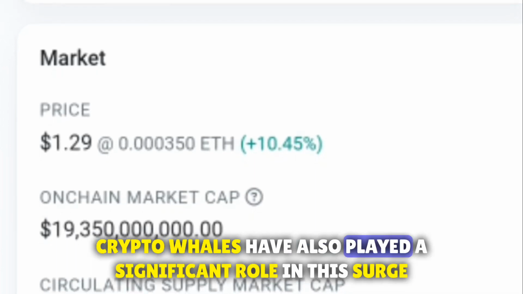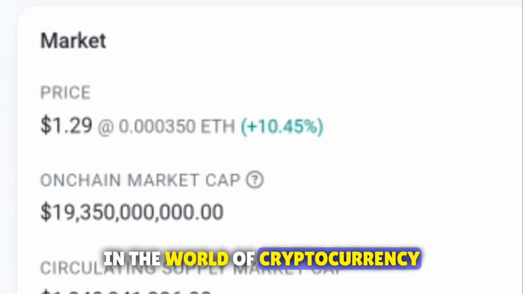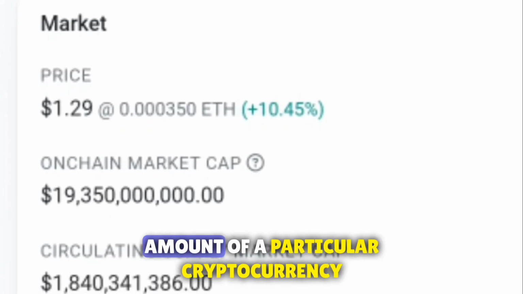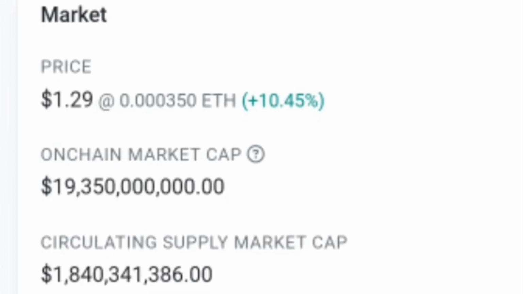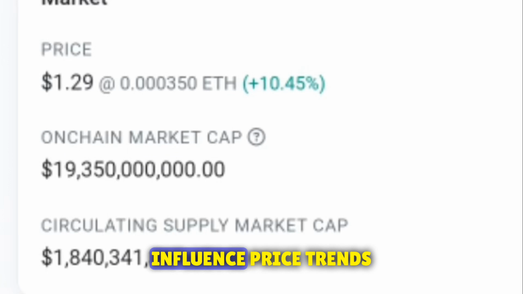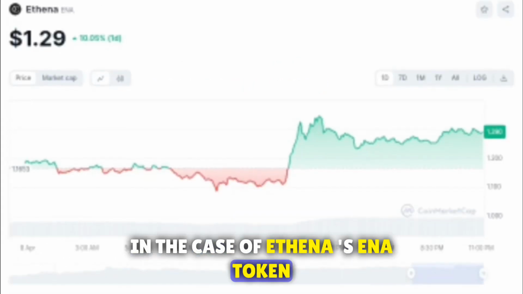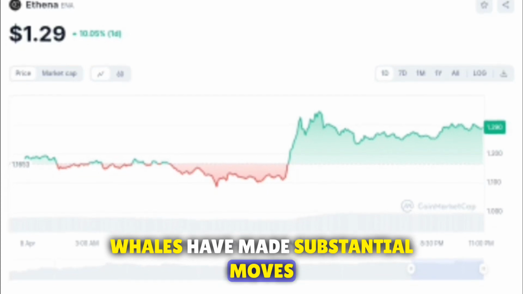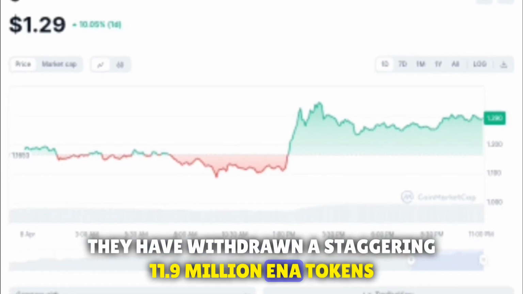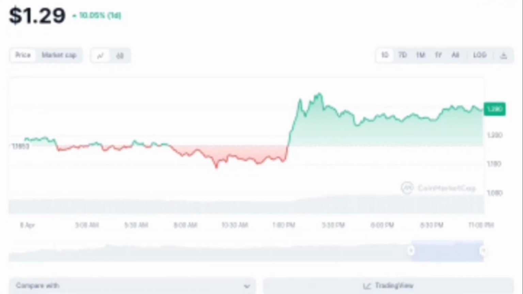Crypto whales have also played a significant role in this surge. In the world of cryptocurrency, these behemoths are individuals or entities that hold a large amount of a particular cryptocurrency. They're often seen as market movers due to their ability to influence price trends. In the case of Athena's ENA token, whales have made substantial moves. They have withdrawn a staggering 11.9 million ENA tokens, which is valued at around $15.23 million.